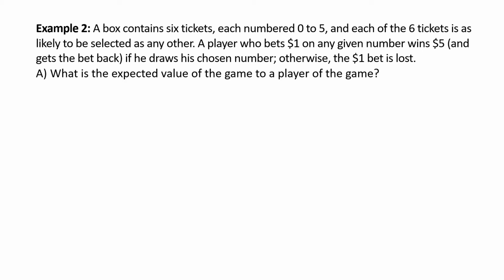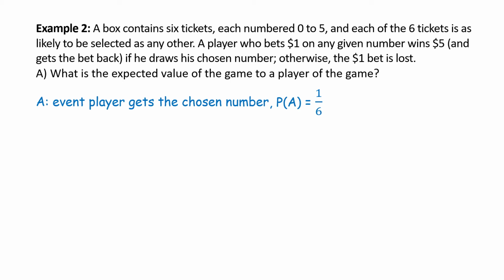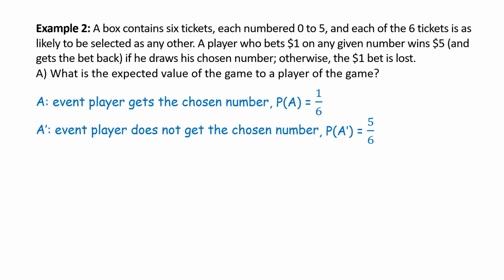Let's begin by identifying events. I'll let A be the event that the player gets his chosen number. Now there are 6 numbers, he chooses 1, so the probability that he gets his chosen number, P of A, would be 1 out of 6. The complement of the player getting his chosen number would be the event that the player does not get the chosen number, and the corresponding probability of the complement would be 5 out of 6. There are 5 of those numbers he did not choose. Let's draw a table.